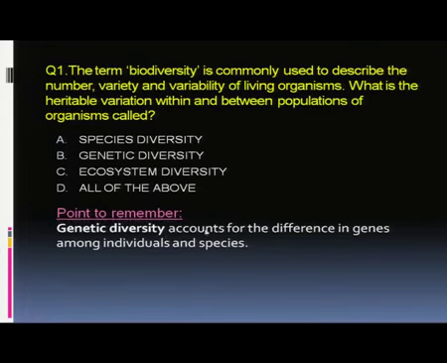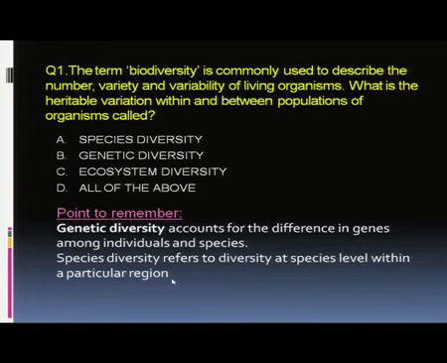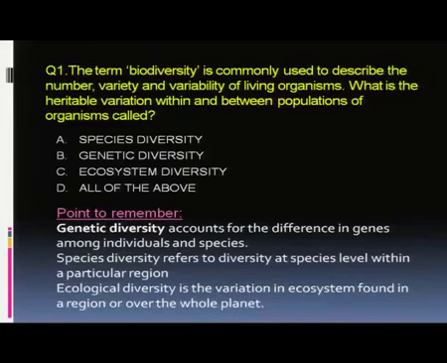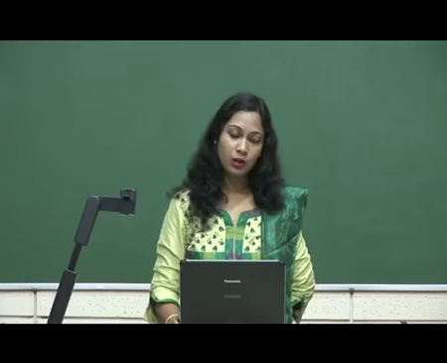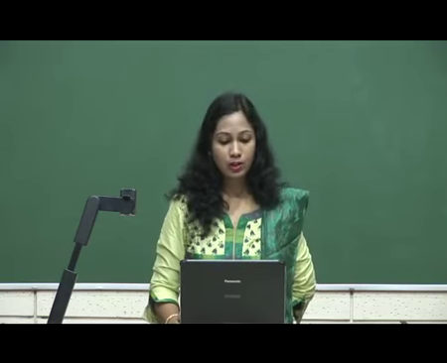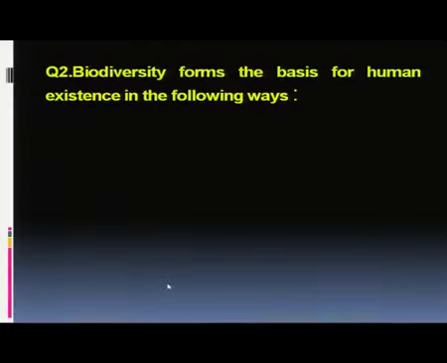Genetic diversity accounts for the difference in genes among individuals and species. Species diversity refers to the diversity at the species level within a particular region. Ecological diversity is the variation in ecosystems found in a region or over the whole planet. So, we are moving from the genetic to the species and to the ecological level. Moving on to the next question, which is again from biodiversity.